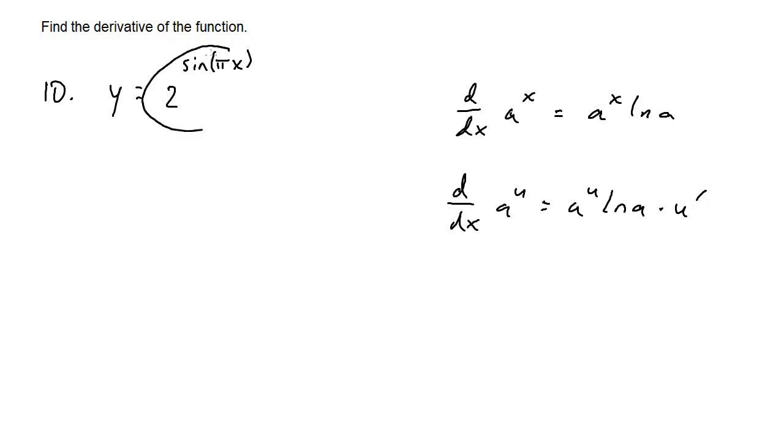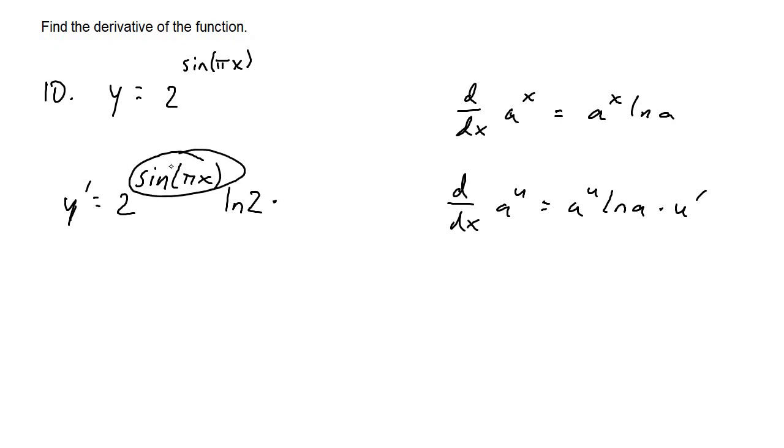So in this case, in order to derive this, y prime is going to equal a to the u, so we leave it as it is, 2 raised to the power of the inside function, sine of pi x, times ln of a, so ln of 2, and then times the derivative of the inside function. So derivative of sine of pi x, I'll go ahead and write that down. We don't have just the derivative of sine of x, we have sine of pi times x, so we have to use the chain rule.